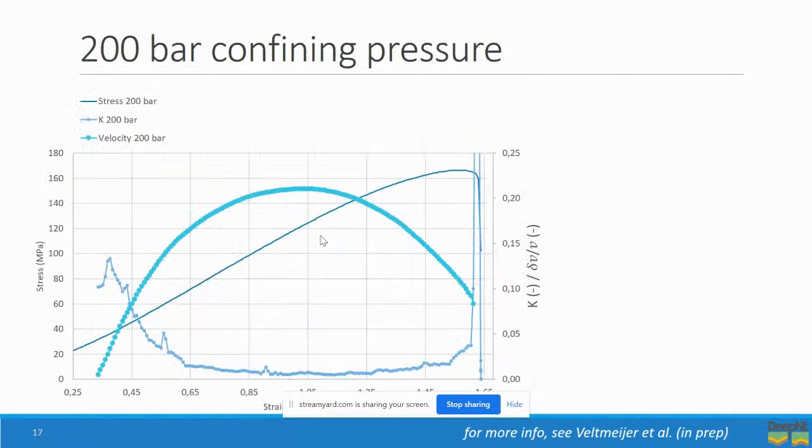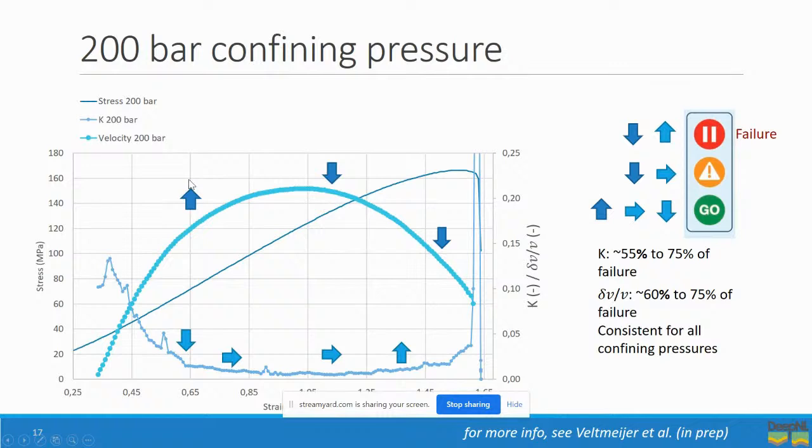If you combine these two data sets with each other, or these two proxies of the seismic data, and this is for one of the experiments, I only show now the 200 bar experiment. If you look at your stress strain curve, your decorrelation coefficient, and your velocity change over time, you could make an argument that in the beginning of the experiment, my velocity goes up and my decorrelation coefficient goes down. Then you have a period where my decorrelation coefficient is kind of stable, but in that regime, my velocity also already starts to go down. But at the moment your decorrelation coefficient goes up and your velocity is still going down, that is when you get quite close to failure of your sample.